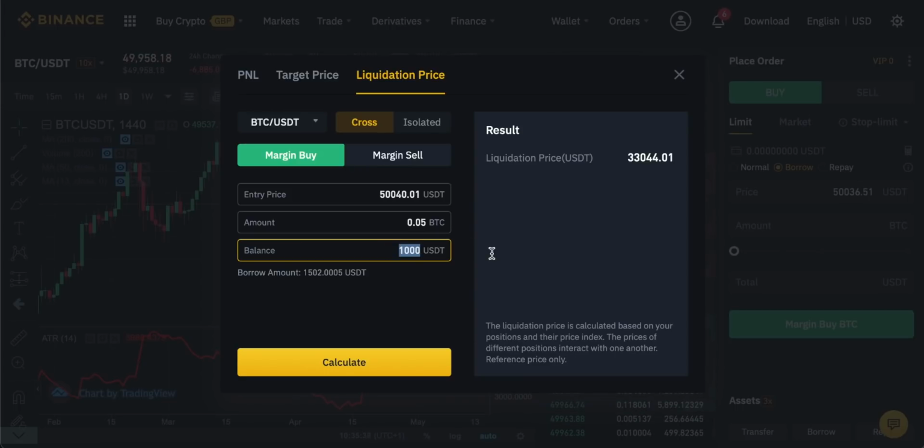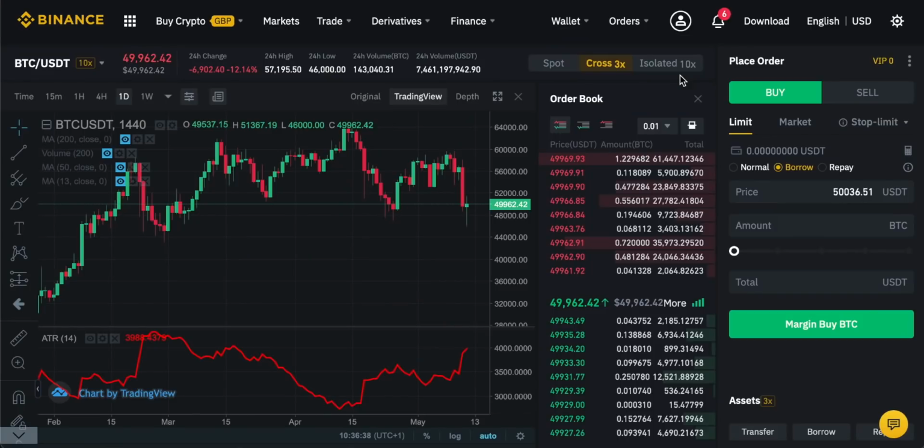If I change the balance to, let's say 10, so we only have $10 on account, but we borrow lots of money from Binance to actually fund a position of 0.05 of a Bitcoin, you'll see that this liquidation price moves much, much closer and is actually above our entry price. This essentially means that we're borrowing so much money from Binance right now that our position would be liquidated straight away. Now let's get on to entering a simple trade onto Binance using margin.